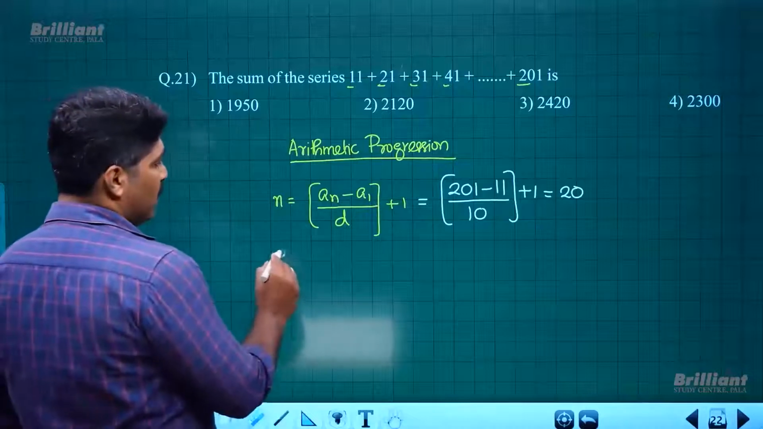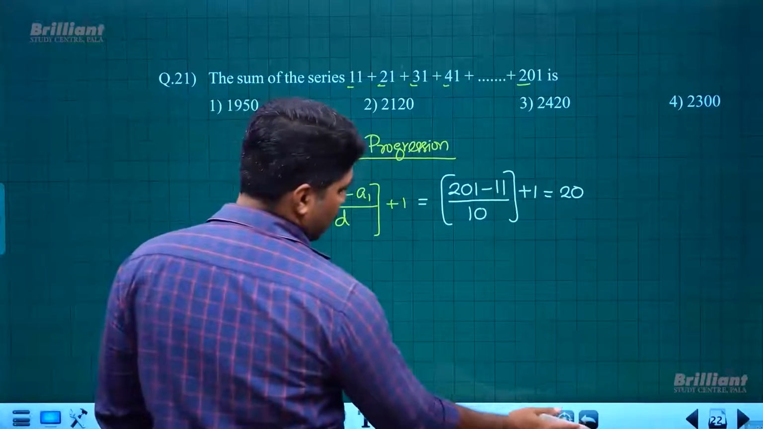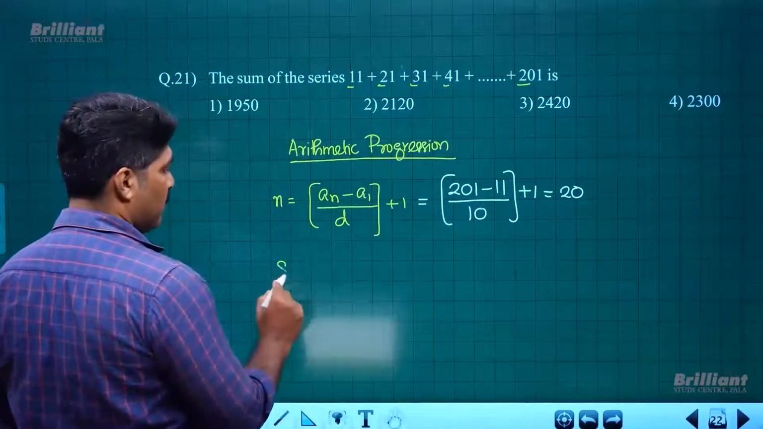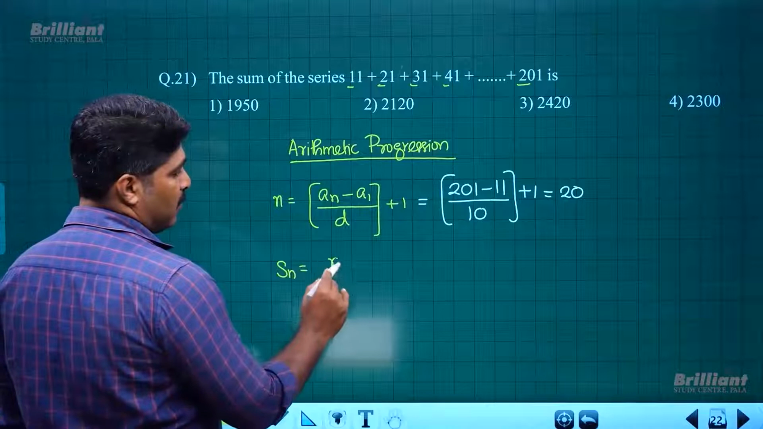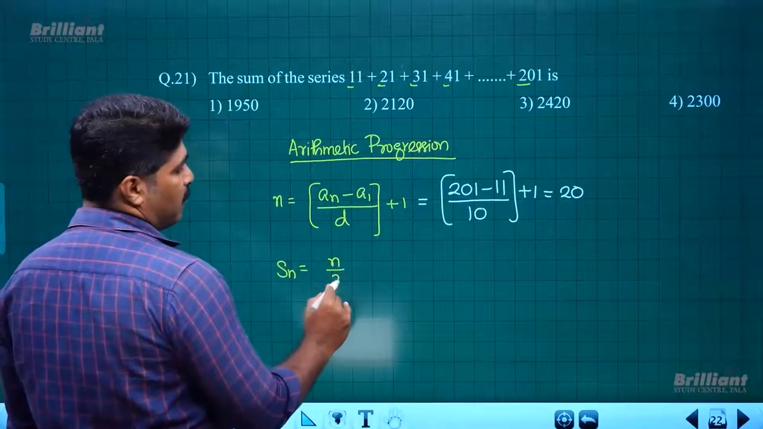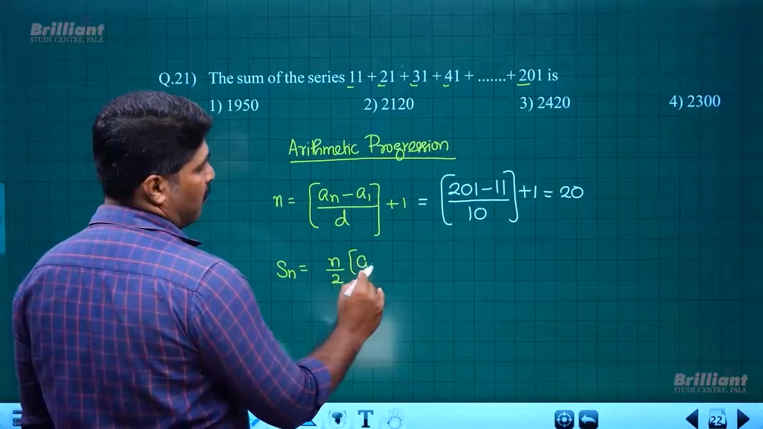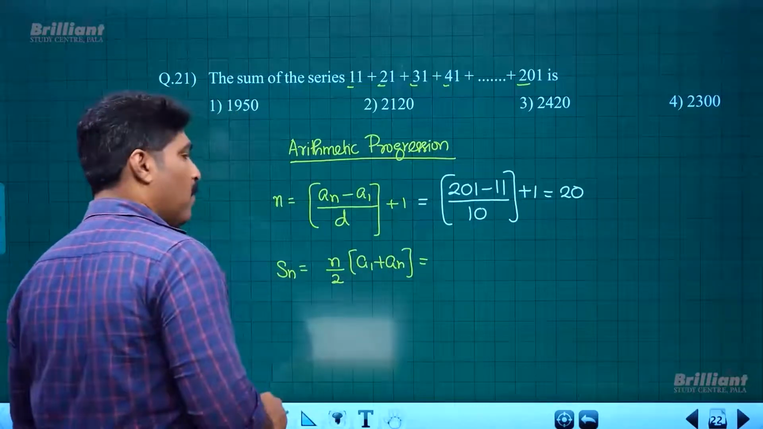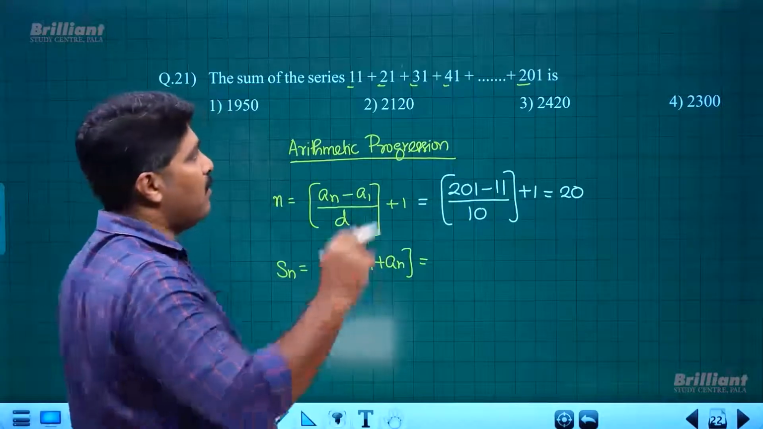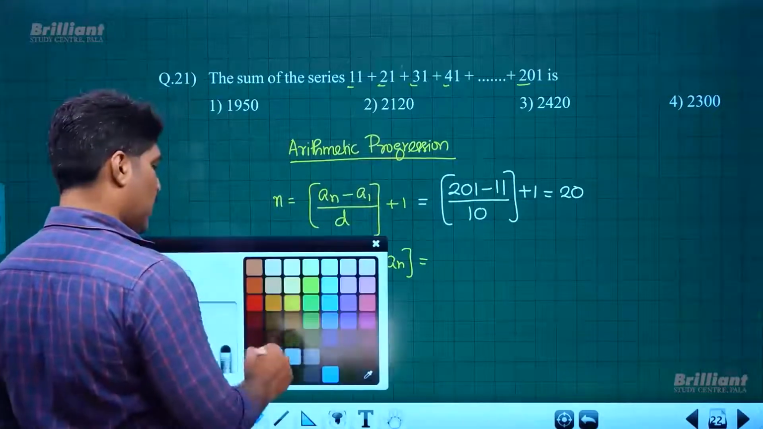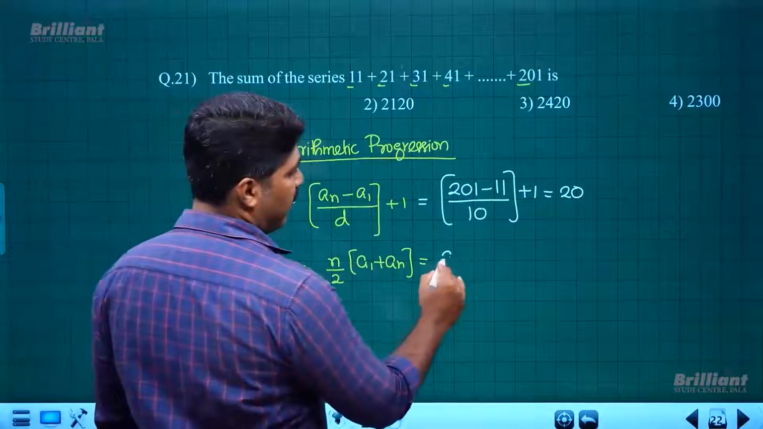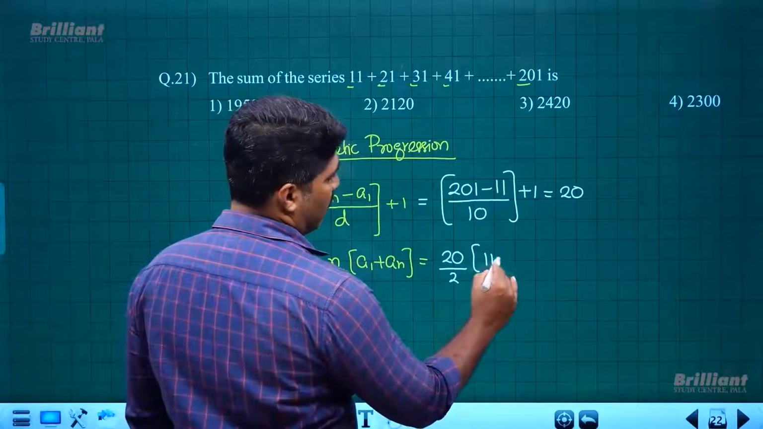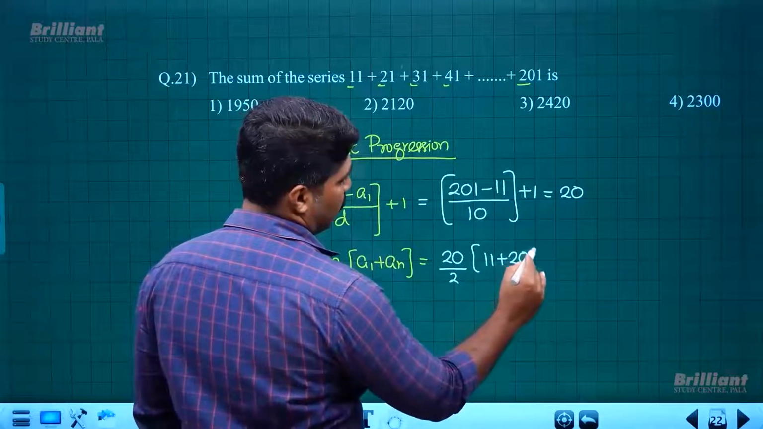Then we have to consider the sum to n terms of an arithmetic progression. There are two results. I am using the result n by 2 into first term plus last term, as we know the first term and the last term from this progression. With the help of that, n by 2, we have n as 20, so 20 by 2, and the first term is 11 and the last term is 201.